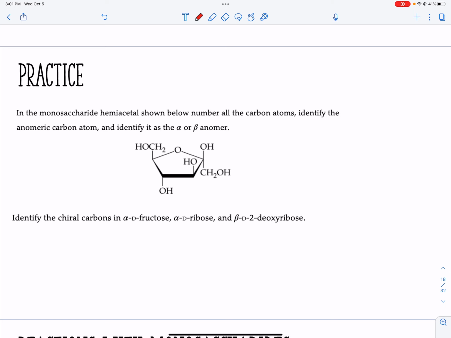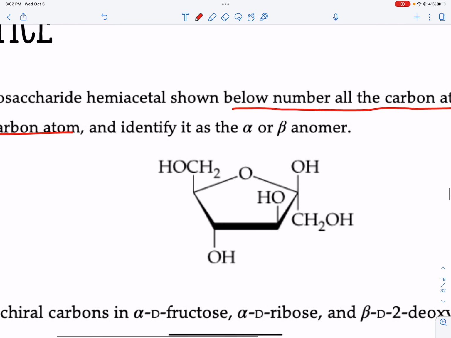It says, in the monosaccharide hemiacetal shown below, I want you to number all the carbon atoms, identify the anomeric carbon, and then is it the alpha or the beta anomer? So if you would like to, what I challenge you to do is pause this, work ahead of me, see if you get it right, and then now I'm going to work through it. So we're going to first number all the carbons. So I'm going to zoom in.